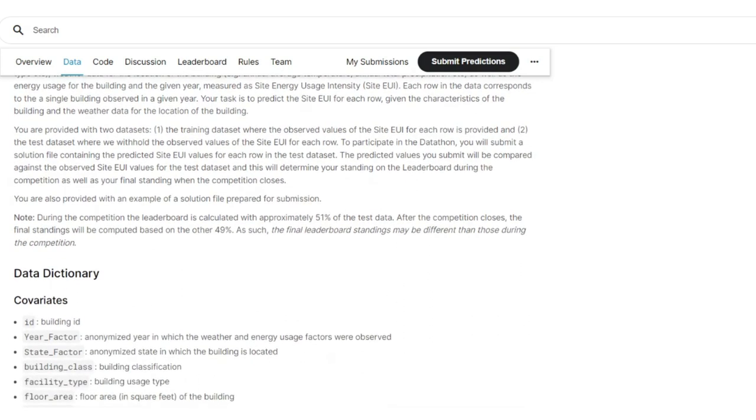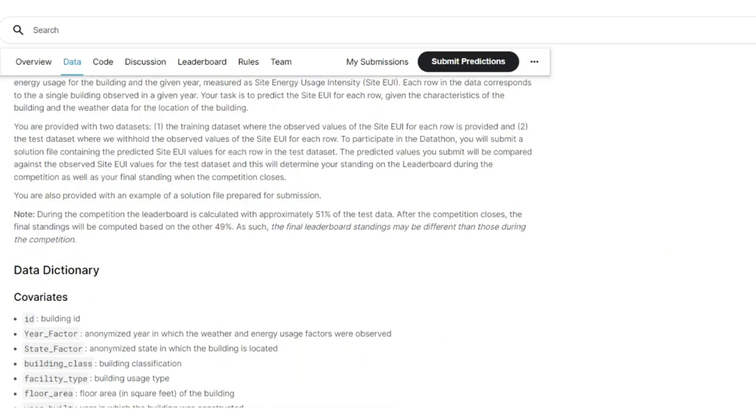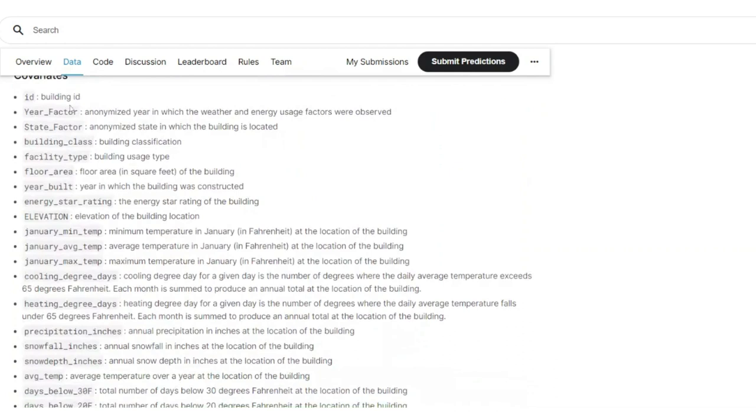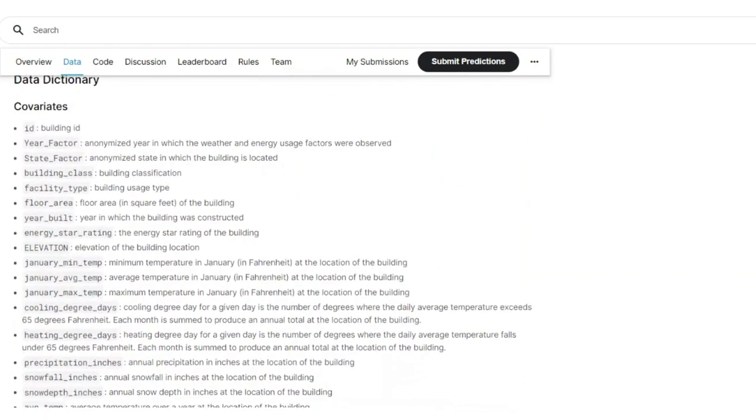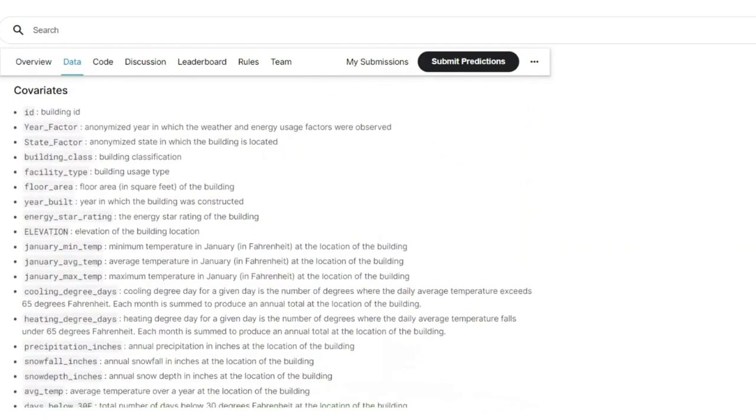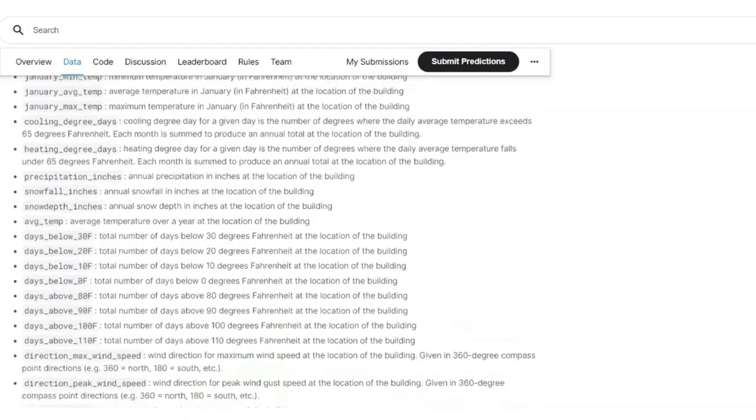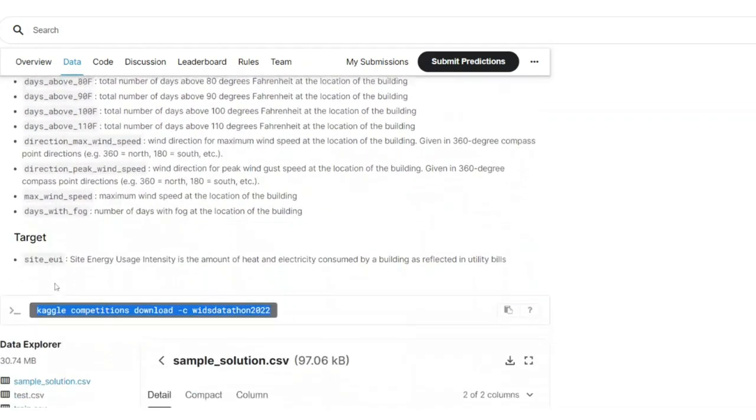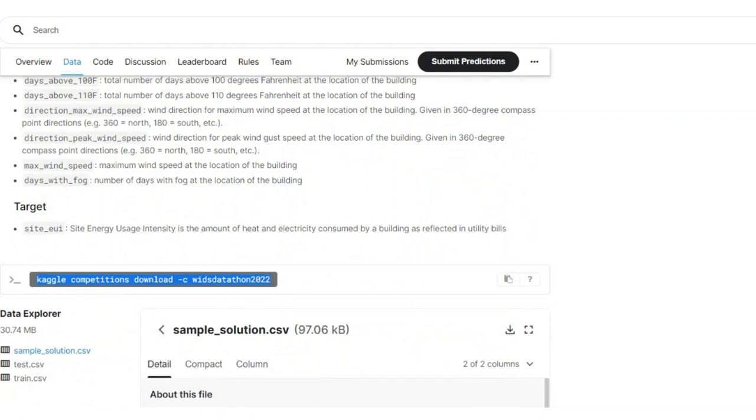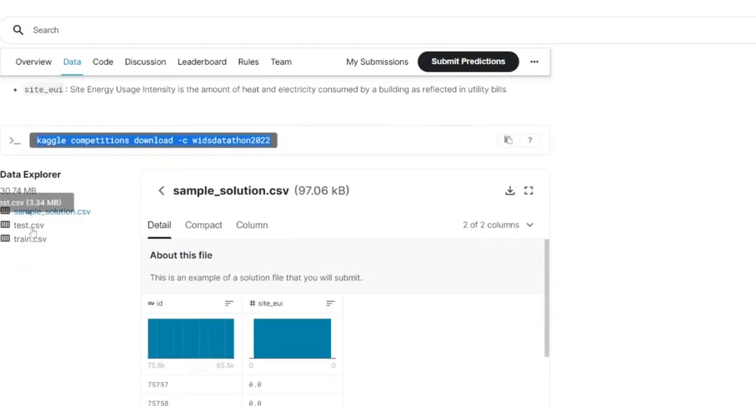So two datasets are provided, the training dataset and the testing dataset. The testing dataset does not consist of the site EUI, because that is the value that you have to predict, and it is a continuous variable. We will see further in the notebook how it is continuous and what the categorical variables in this dataset are. Mainly you can see the data dictionary that has been provided over here. We have the building ID, the year factor, state factor, building class, and so on. And then we have the target variable, that is site EUI, the site energy usage intensity.